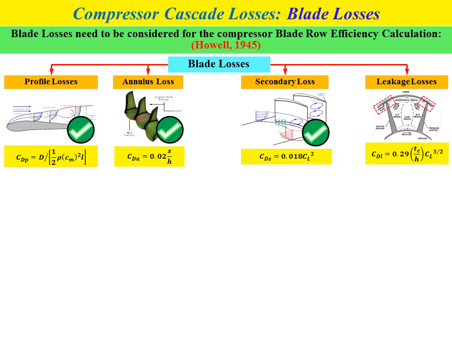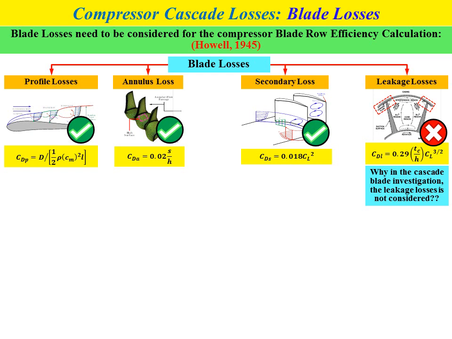So I want to ask you, why in the cascade blade investigation conducted by Howell does he not consider the leakage losses, the final type of blade losses? Why is the leakage loss not considered by Howell in the cascade blade investigation? I will give you 5 seconds to think about it.